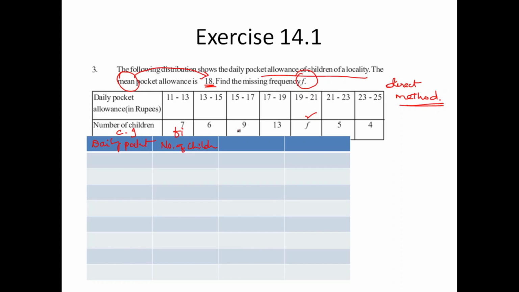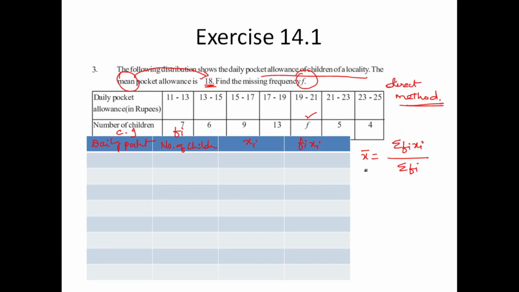Okay. The next thing is your class interval x of i, and the next thing you should be requiring is f of i into x of i. As you all know, the mean by the direct method is equal to sigma of f of i into x of i by sigma of f of i, isn't it? So this is your required thing, right? Good. I hope I'm clear up to here.